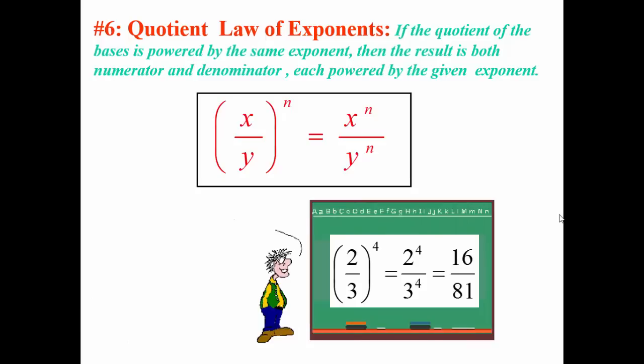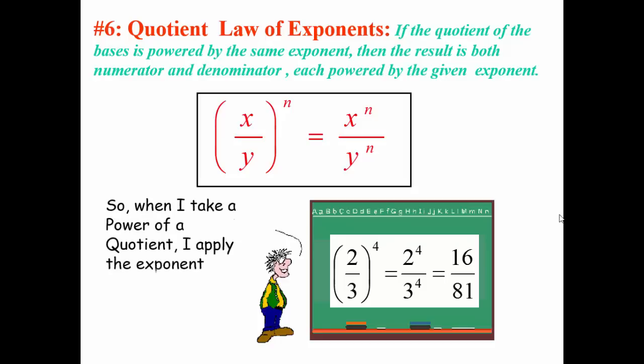So here's another example. If we have 2 divided by 3 raised to the 4th power, that is the same as 2 raised to the 4th power divided by 3 raised to the 4th power. If we evaluate that, that is 16 divided by 81. So when I take a power of a quotient, I apply the exponent to all parts of the quotient. Perfect.